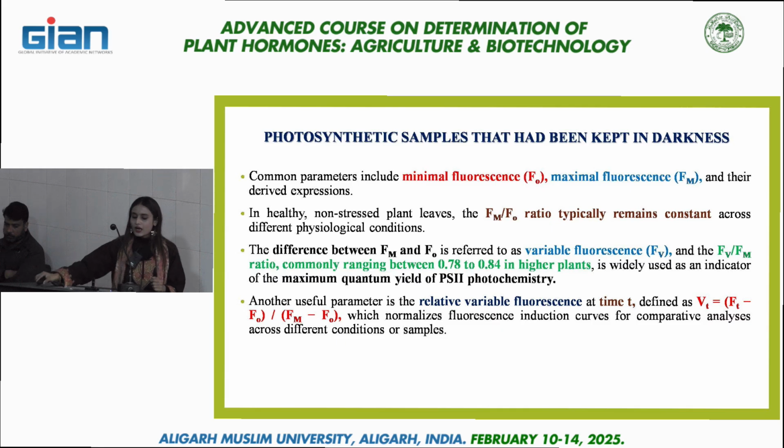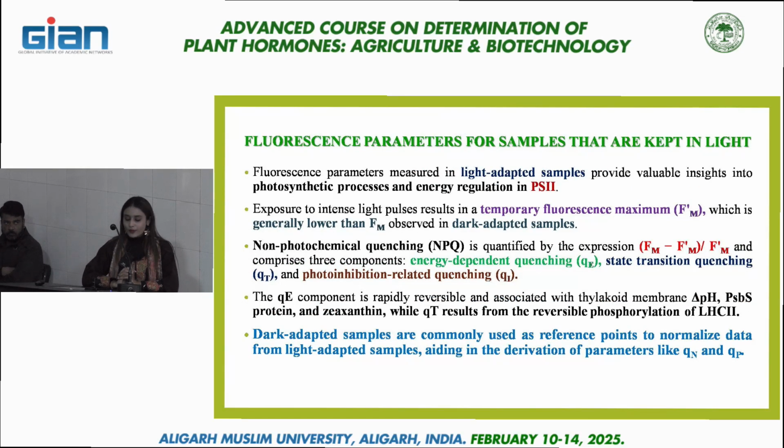So moving next, when the sample is subjected to light, what happens? Whenever the plant is light adapted, there is a change in PS2 activity, or PS2 regulates itself. However, exposure to an intense light pulse results in a temporary fluorescence maximum, which is F dash m, which is generally lower than Fm. Obviously, F dash m will be lower than Fm. We are going to take Fm in a dark adapted sample, and in a light adapted sample F dash m will always be lower than Fm.